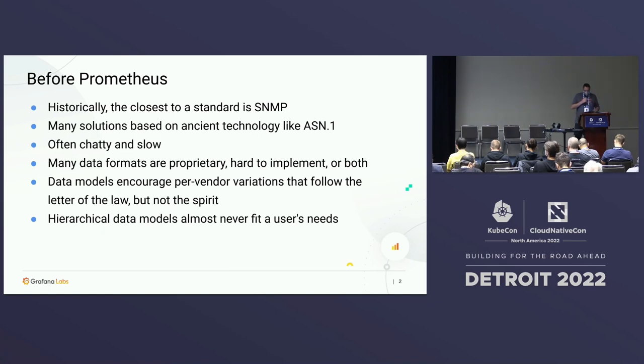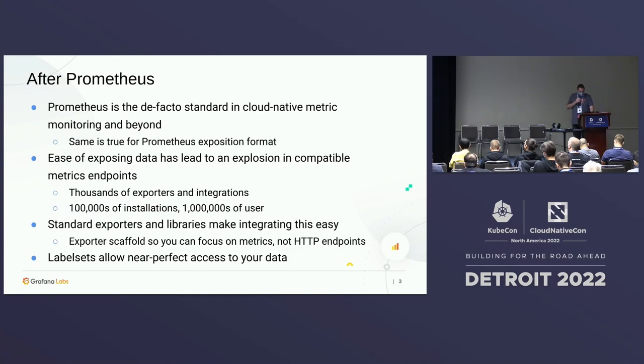It's often chatty and slow. Oftentimes interfaces are hard to implement. Yes, you can walk through them, but it's really inconvenient. The data models are vastly different between vendors, sometimes even between just versions of software. And the thing about hierarchical data sets is it almost never fits your needs. If you have region, data center, customer, and you want to group by customer, congratulations, your data is wrong. So those are just pain points which existed before Prometheus.